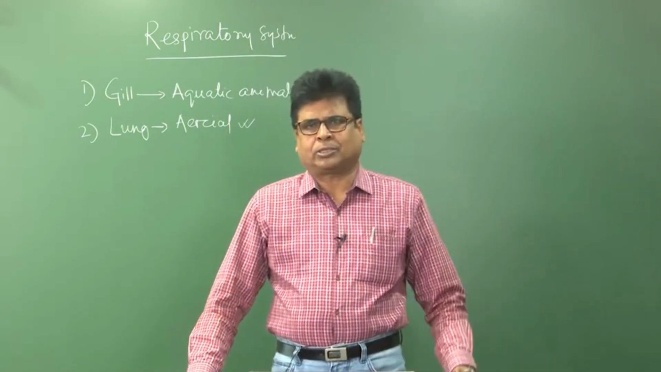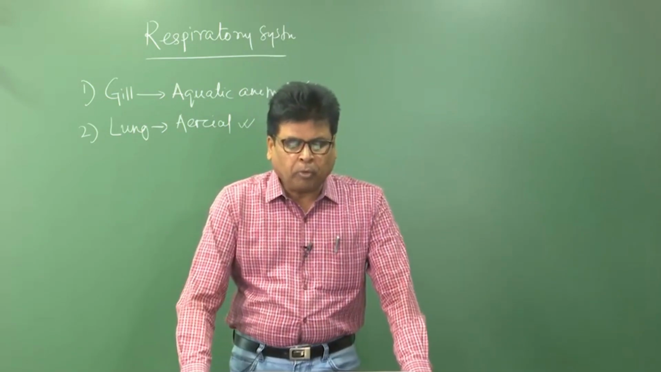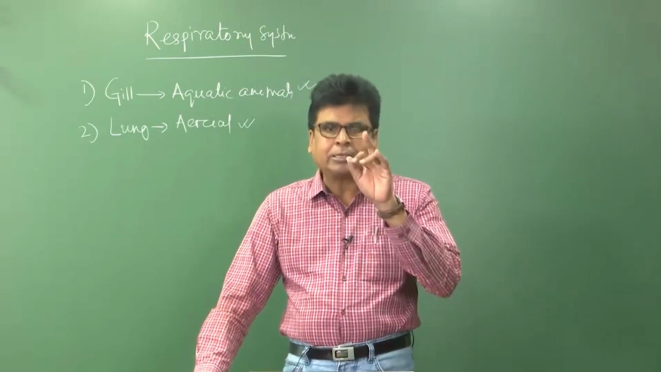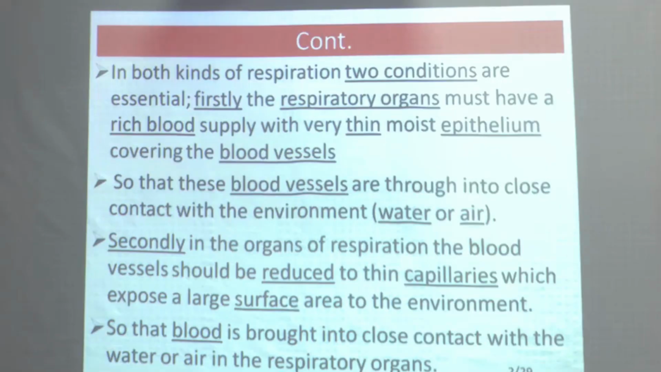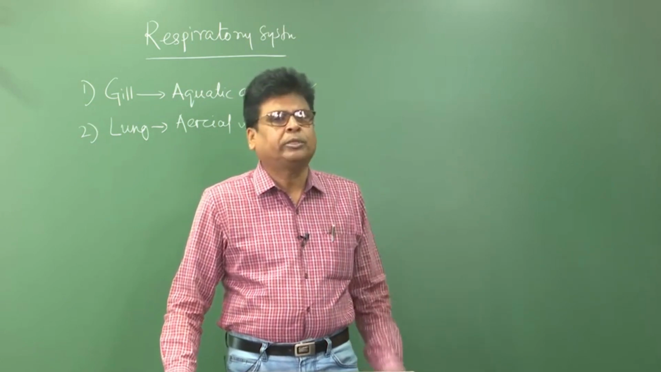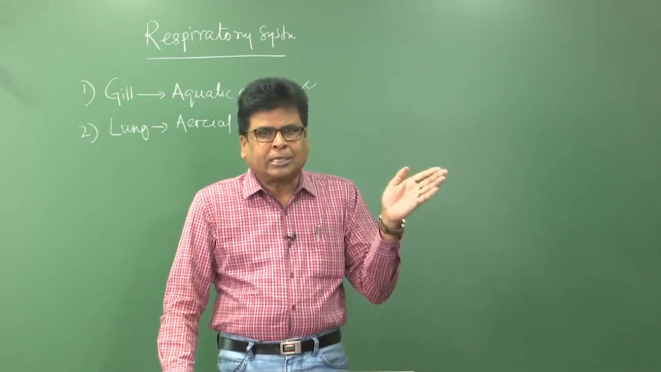So, in both kinds of respiration, whether this is gill respiration or aerial respiration, two conditions are essential. Firstly, the respiratory organs must have a rich blood supply. The respiratory organ will get sufficient blood, with a very thin moist epithelium covering the blood vessel. That blood should contain carbon dioxide. Whenever this blood vessel comes in contact with oxygen, oxygen will gradually enter the blood vessel and carbon dioxide will come out of it.